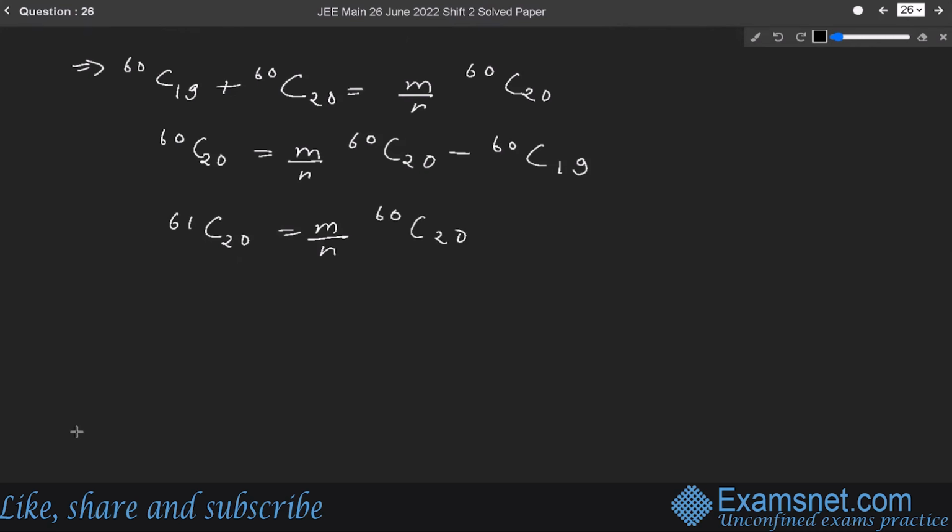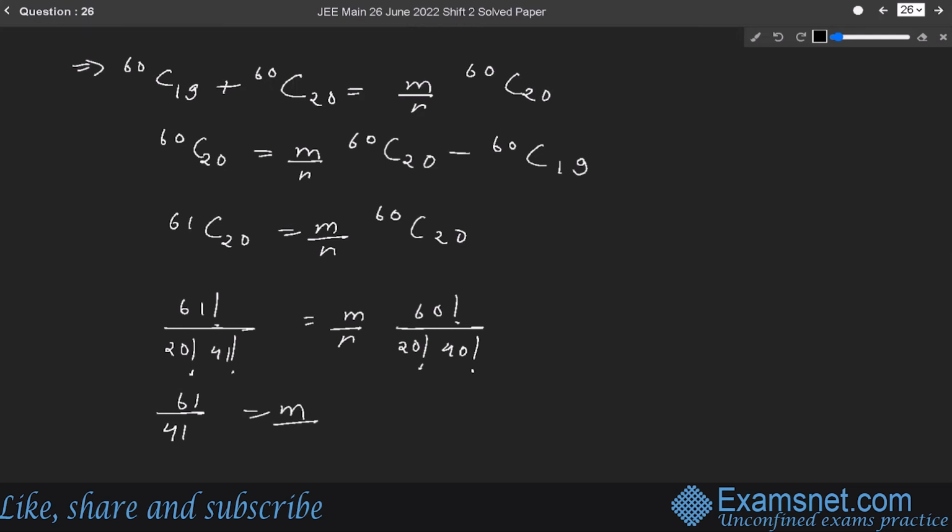Therefore, 61C20 can be written as 61 factorial divided by 20 factorial into 41 factorial is equal to m by n into 60 factorial divided by 20 factorial into 40 factorial. So on further solving this, it will be 61 upon 41 is equal to m by n.